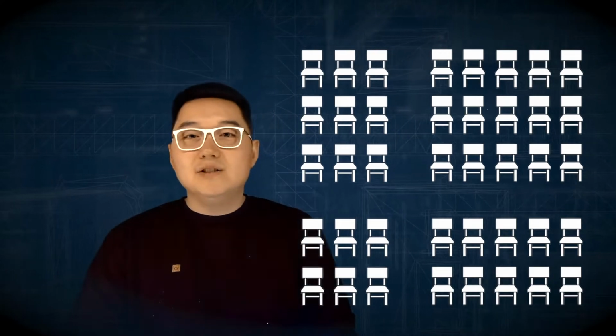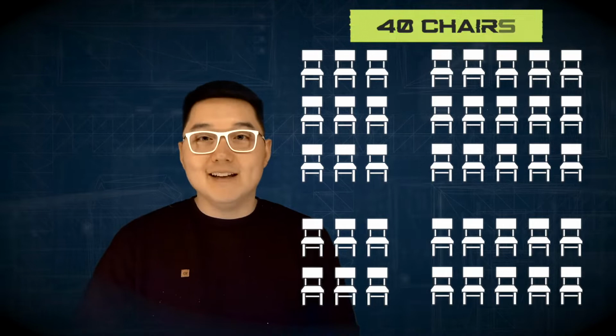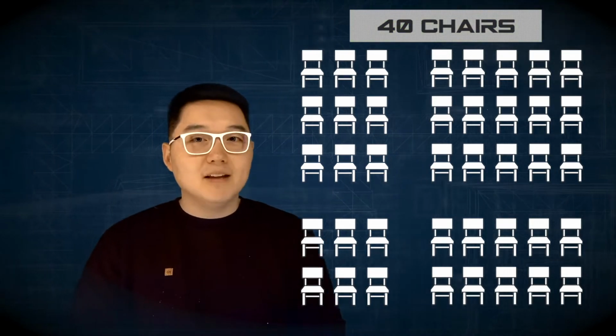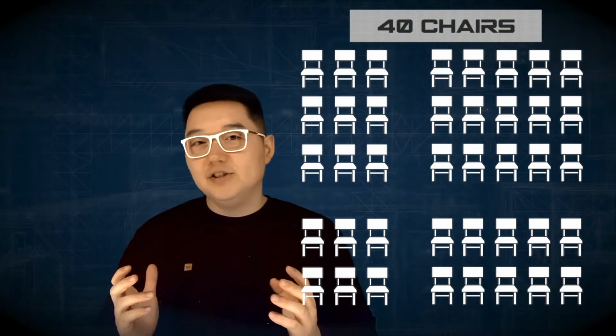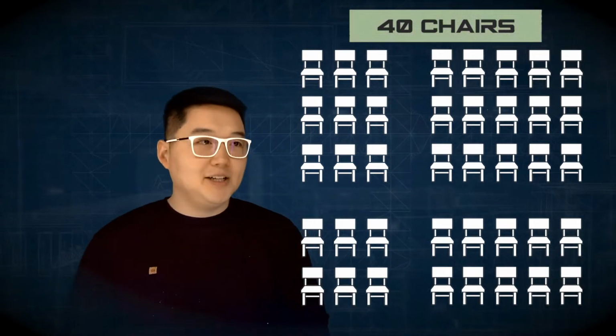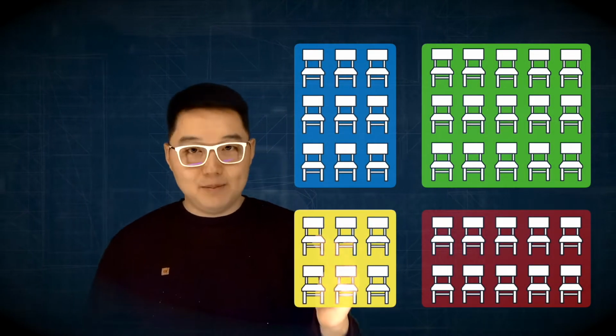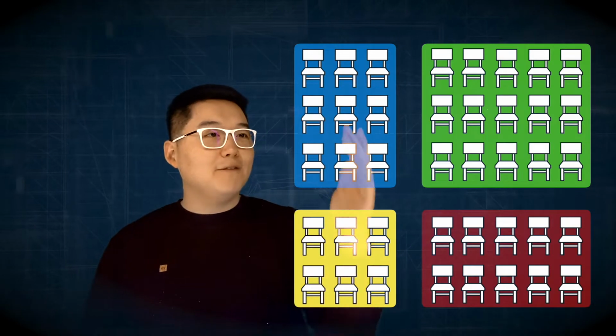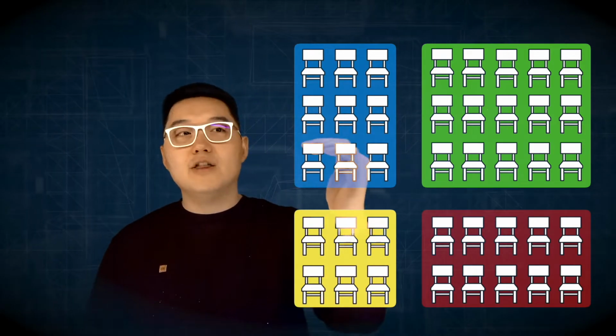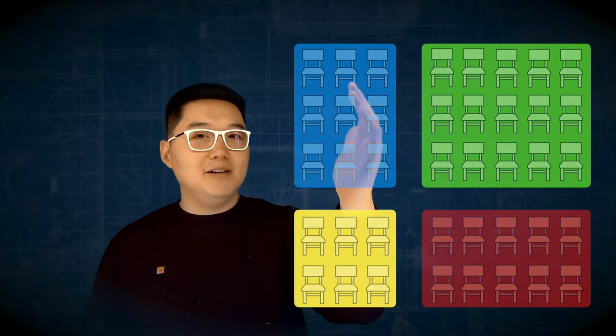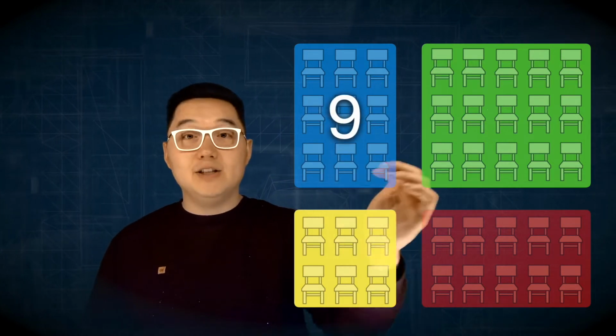Okay, so it turns out for this seating diagram, there are a total of 40 chairs. Is that what you guys got? Now, what strategy did you use to calculate the total number of chairs? Now, one strategy is to find the total number of chairs for each of the 4 sections and add them all up. So for the first section, we see that there are 3 rows and 3 columns. So there's a total of 9 chairs.